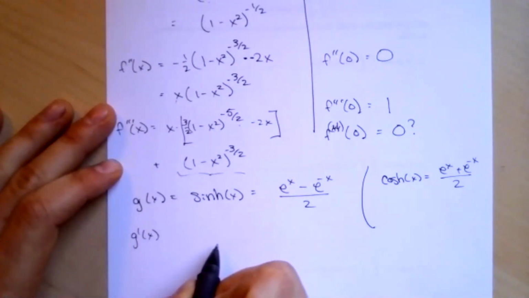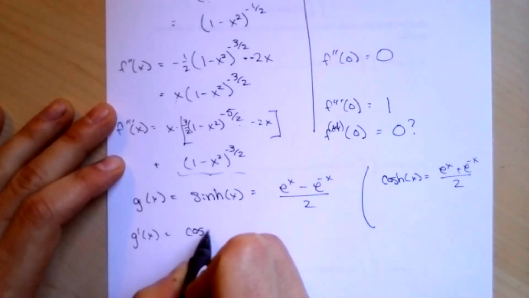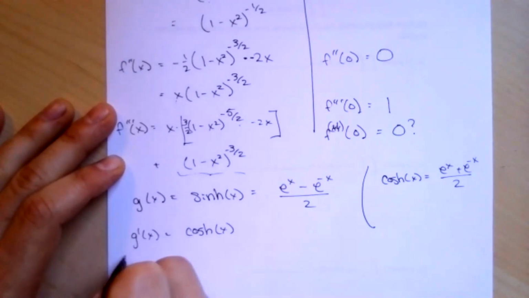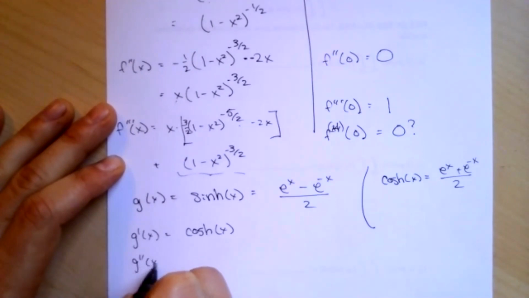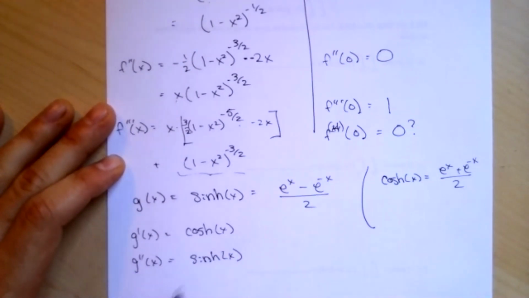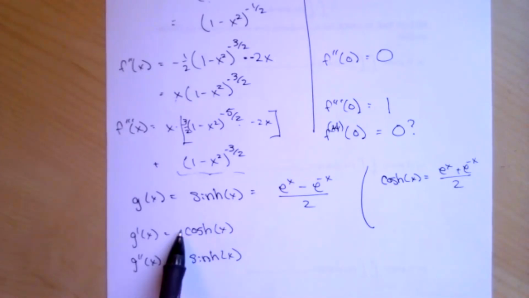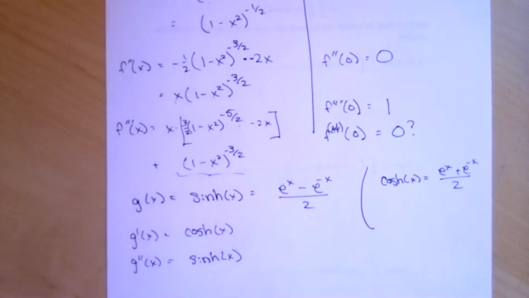If they taught you this in Calc 1, you should know that g prime of x is hyperbolic cosine, and g double prime is hyperbolic sine. The nice thing about the hyperbolic functions, hyperbolic sine and cosine, is that the derivatives just alternate. There are no negatives that appear. So those derivatives are fairly easy, and then evaluating them is fairly easy. Let's see. Any other ones we might want to look at?